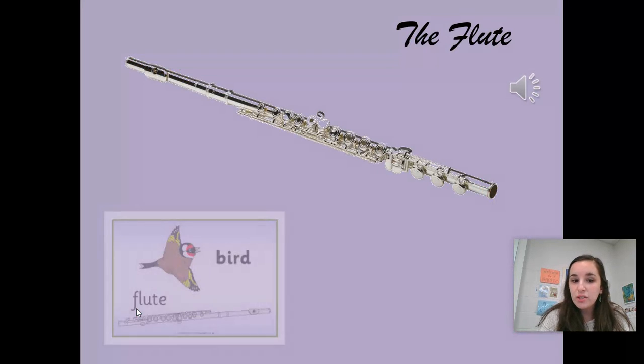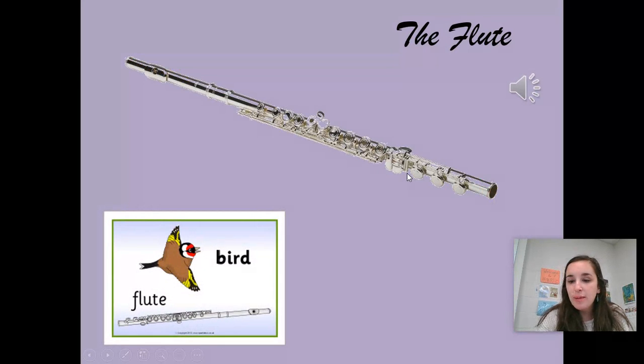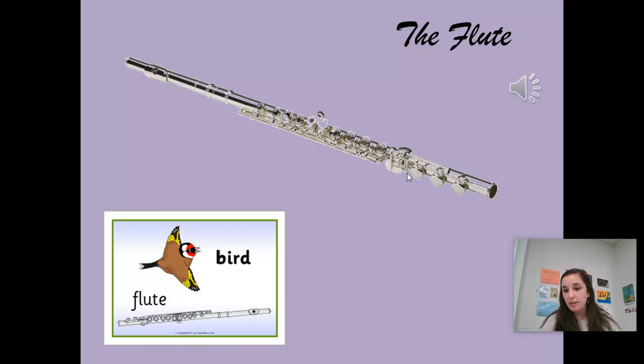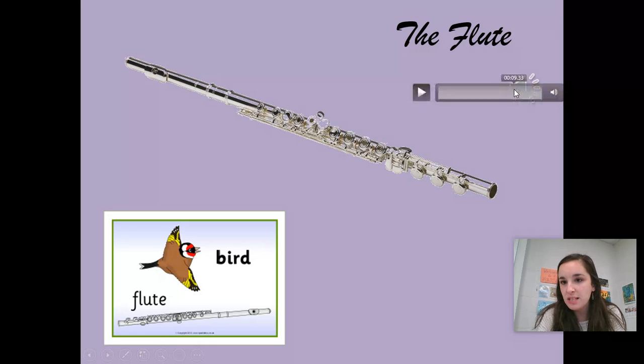The next character is the bird. You might remember that in Carnival of the Animals, the bird music was mostly a flute playing. So that's going to be easier for you to remember that the bird in Peter and the Wolf is also represented by a flute.